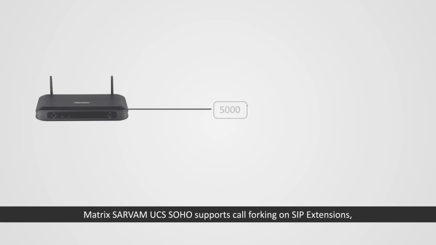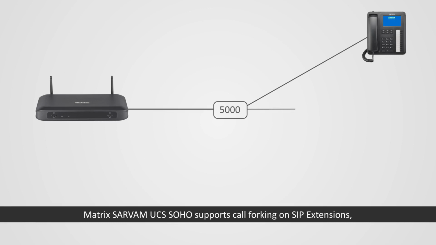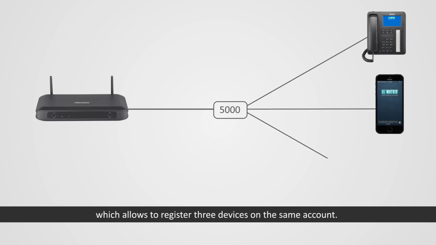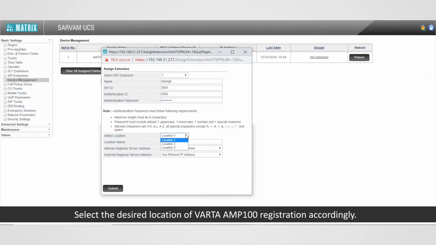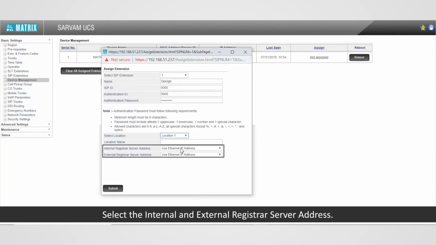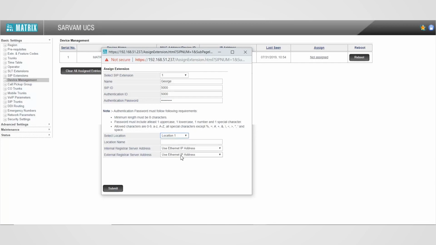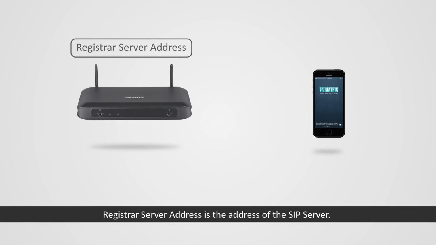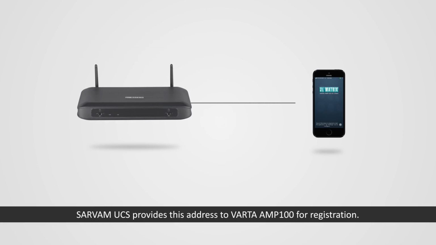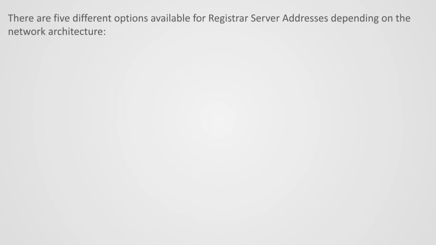Matrix SARVAM UCS SOHO supports call forking on SIP extensions, which allows to register 3 devices on the same account. Select the desired location of VARTA AMP100 registration accordingly. Select the internal and external registrar server address. Registrar server address is the address of the SIP server. SARVAM UCS provides this address to VARTA AMP100 for registration. There are 5 different options available for registrar server addresses, depending on the network architecture.